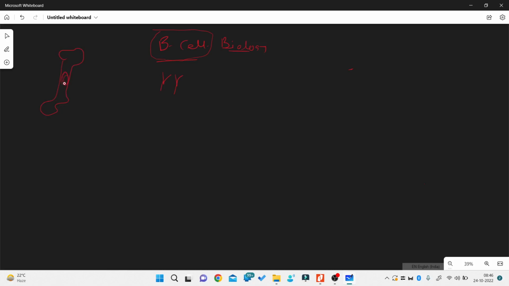Bone marrow is a very important part where you will find the stem cells, and these stem cells produce B cell precursors in the bone marrow. These precursor cells are very important cells. From these precursor cells, mature B cells are produced in the bone marrow. They mature and proliferate in the bone marrow and enter the bloodstream, right?